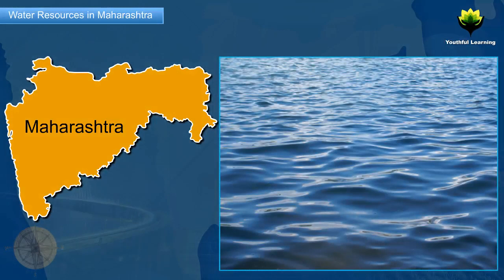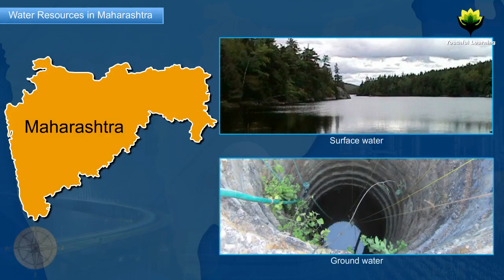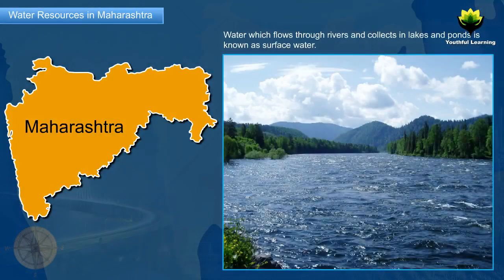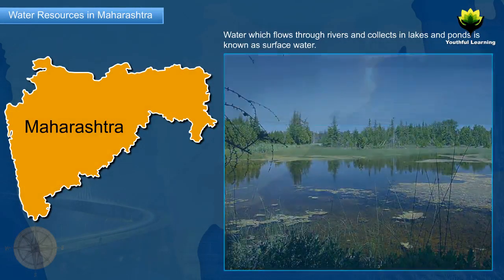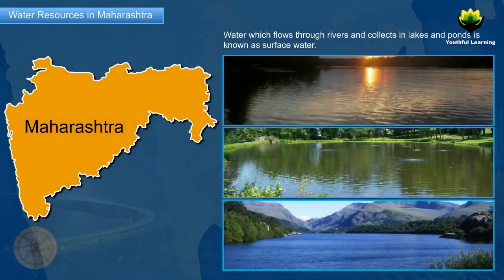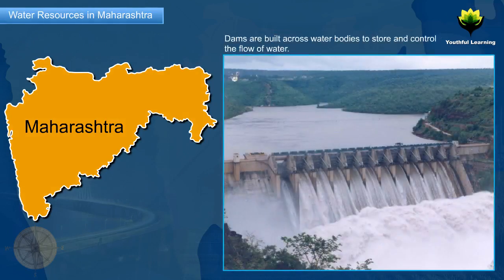Water resources can be found as surface water or groundwater. Water which flows through rivers and collects in lakes and ponds is known as surface water, while water which seeps into the ground is called groundwater. Dams are built across water bodies to store and control the flow of water. Water stored in them is used for various purposes through canals.